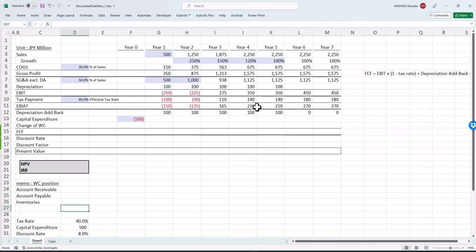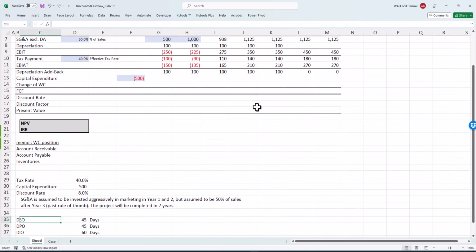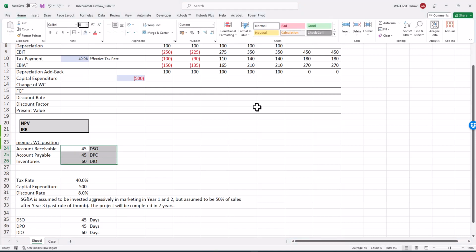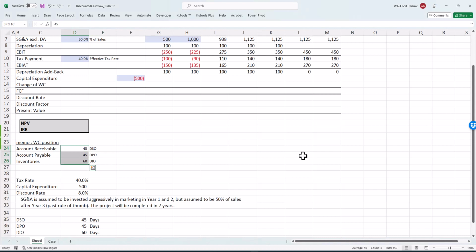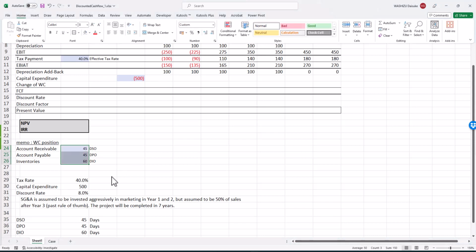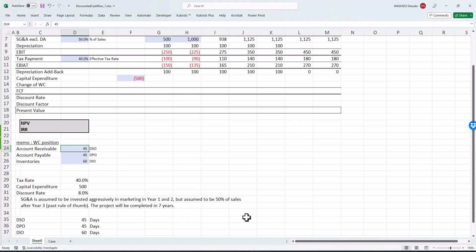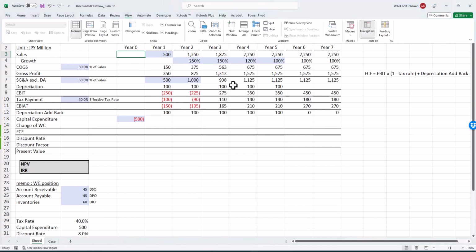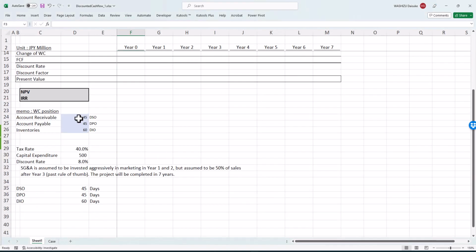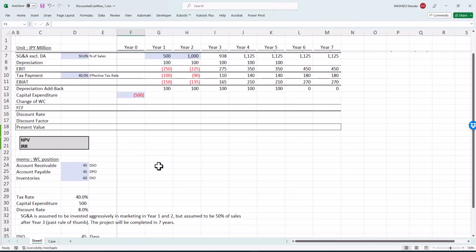Okay, and we have assumptions of the DSO, DPO, DIO, right? So I want to put here DSO, DPO, DIO. I want to change the size of the font, and I want to color these numbers because they are not inputs. Okay, so now I want to calculate how much the balance of these working capital items is at the end of the fiscal year.